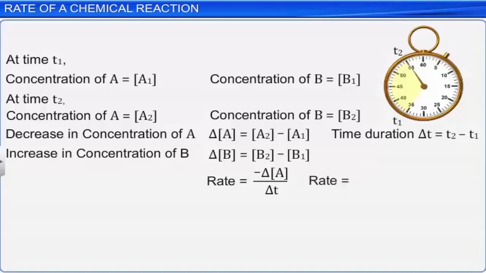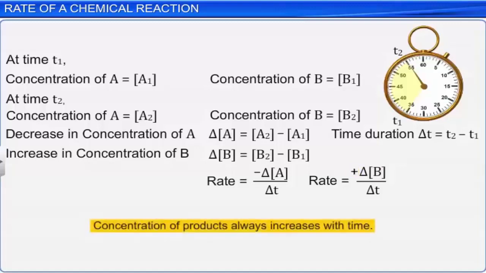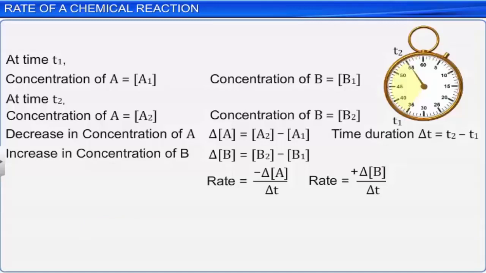Similarly, the rate of the given reaction is also given by the increase in the concentration of product B, delta B, divided by time interval delta T. In this case, delta B is a positive quantity since the concentration of the products always increases with time. Hence, we do not multiply the rate of reaction by a minus sign.